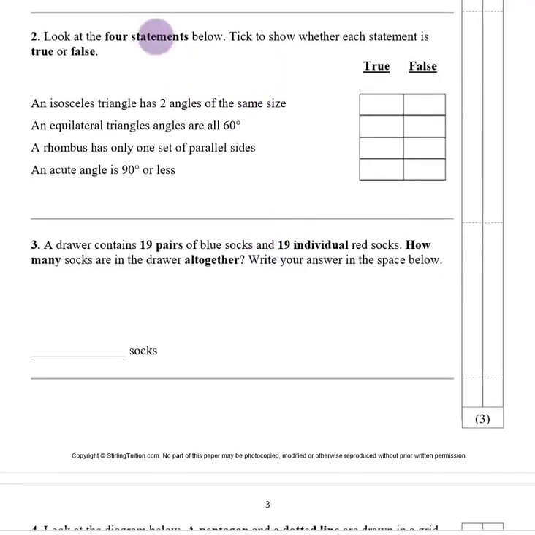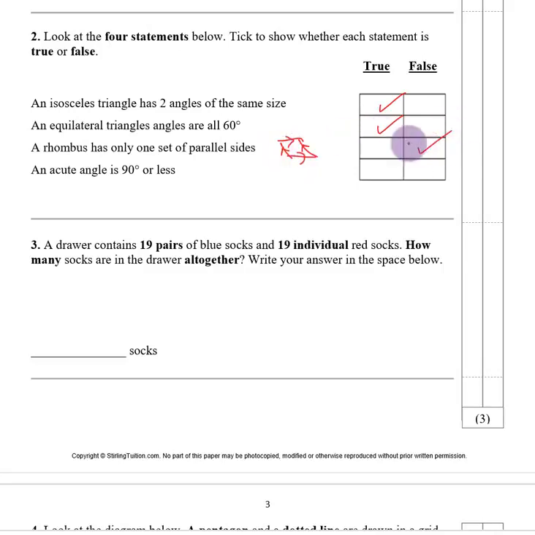Number 2, look at the 4 statements below. Tick to show whether each statement is true or false. So we've got an isosceles triangle has 2 angles of the same size. Yep, that's true. An equilateral triangle has angles are all 60 degrees. Yep, that's true. A rhombus has only one set of parallel sides. That's actually false because it's actually got 2 sets. It's got one set that way and it's also got the other set that way.